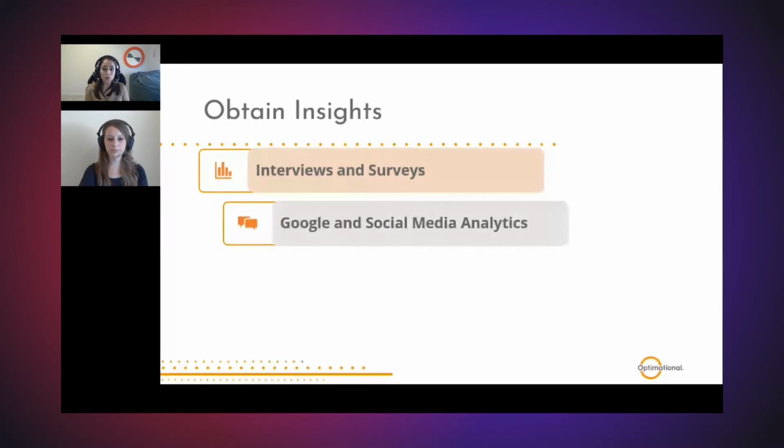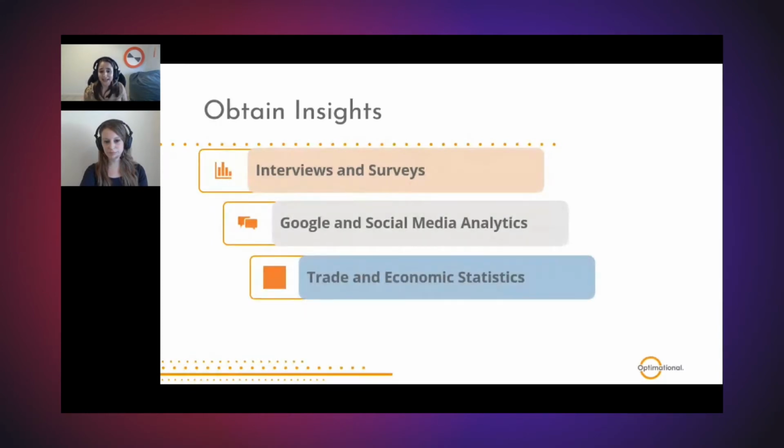We can also check Google and social media analytics. They can help you learn more about your buyers, about the countries and languages that are already providing organic search visibility, about the type of content that generates more engagement, or maybe the keywords that attract the most traffic. We can also check trade and economic statistics, where we'll find export opportunities, industry information, and other data that can be indicators of market potential for your business.